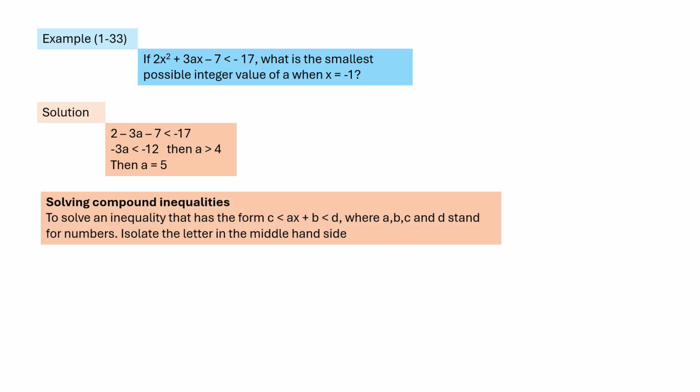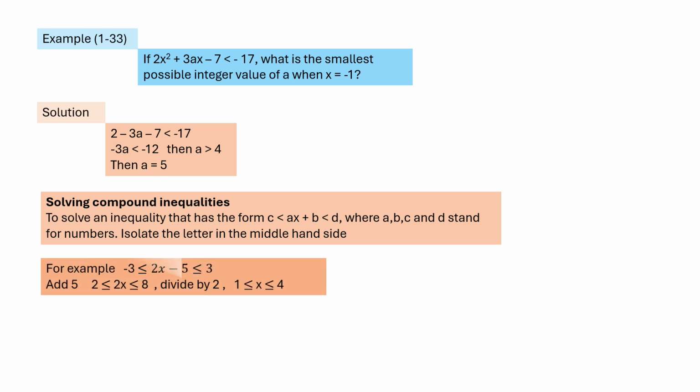Solving compound inequality. To solve an inequality that has the form c less than ax plus b less than d, this is called a compound inequality, where a, b, c, and d stand for numbers or constants. Isolate the variable in the middle. Solve for x in the middle. For example, 2x minus 5 between negative 3 and 3. You can read it as from negative 3 to 3. So add 5 to both sides to make the middle term 2x. Then divide by 2 on both sides. So x is greater than or equal to 1 and less than or equal to 4.